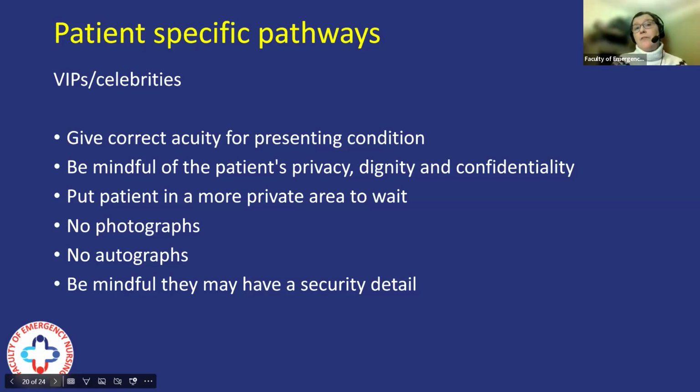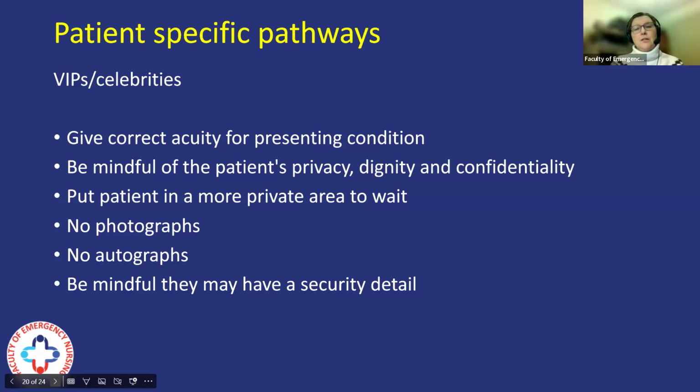It might get a bit full if you have the police in with a prisoner, prison guards in with a prisoner, and you've got a VIP in, but there's no reason it couldn't in theory be the same space. Just remember, don't do the fan bit. It's not edifying. So no photographs, no autographs. They are a patient. How sick are they?